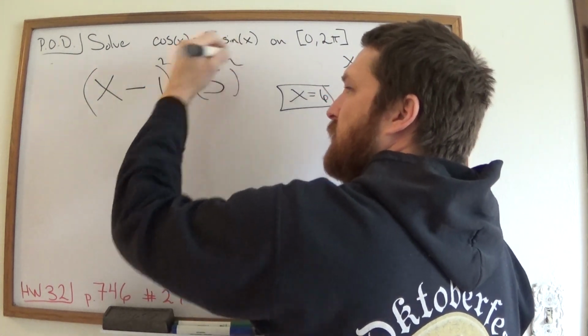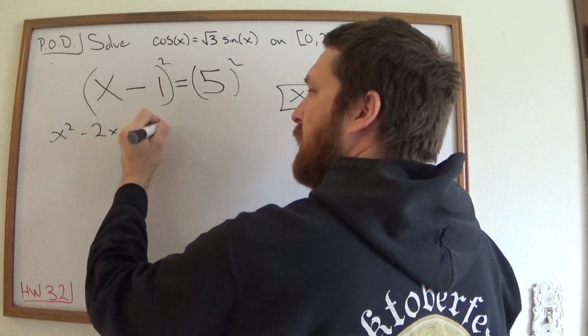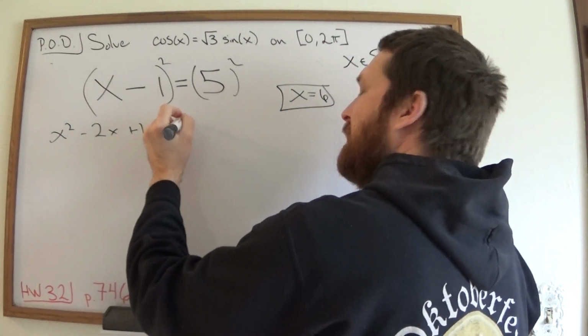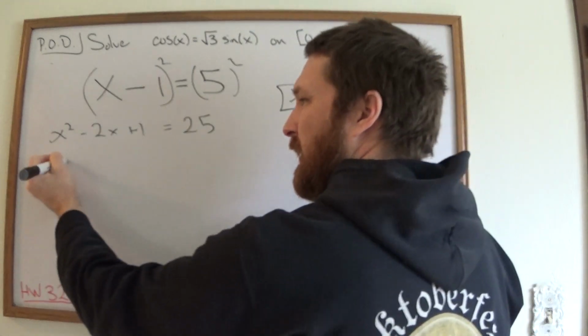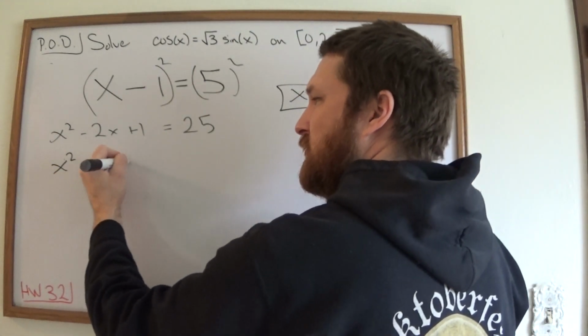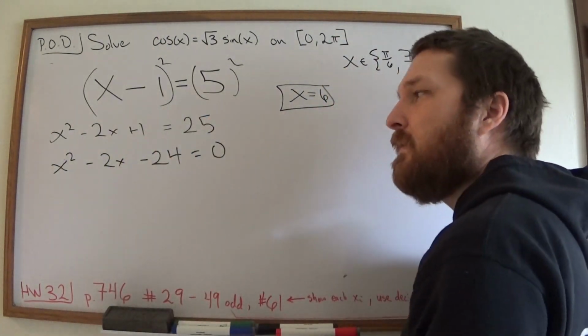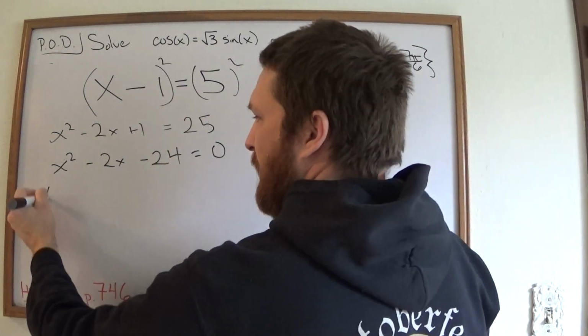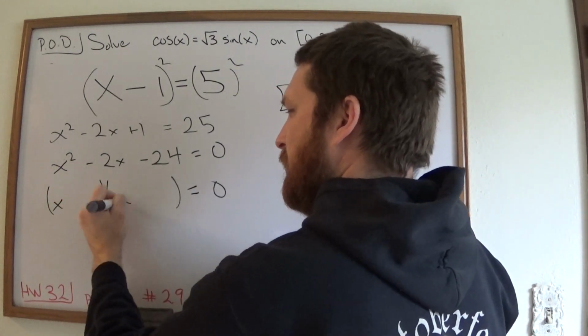Square, square. Now you have x squared minus 2x plus 1 is equal to 5 squared, which is 25. Now you have a quadratic. And so we have x squared minus 2x minus 24 is equal to 0. Okay, so you factor that out.